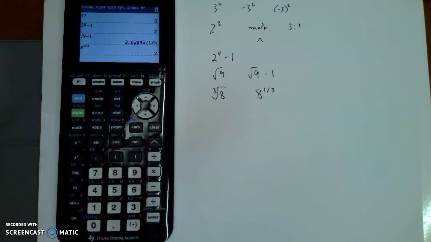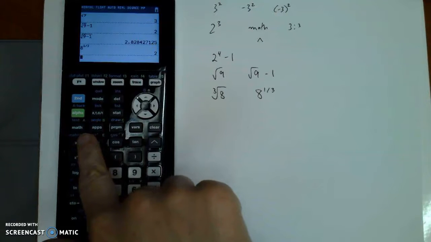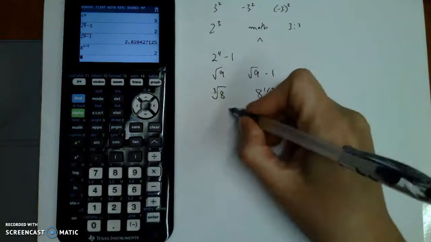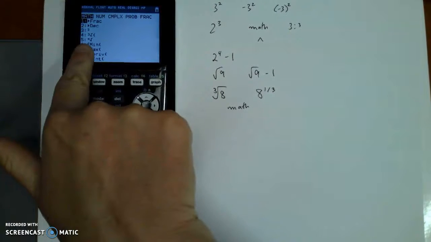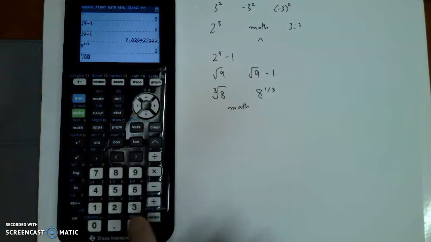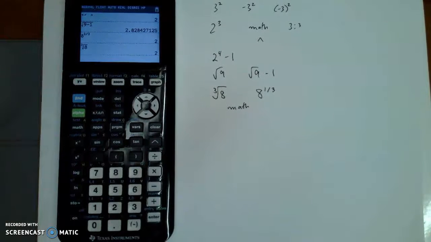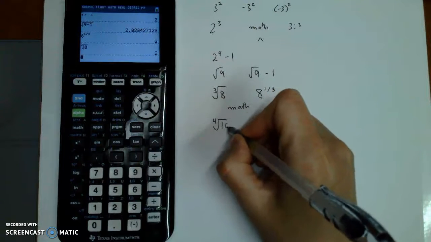And I certainly could do it that way. But I do have those roots as well. They're all underneath my math button. So if I go to the math button, that 4th option down is that third root, and I could type in the third root of 8, and yes, I do get that same answer. What if I want to do something else? What if I want the 4th root of 16?